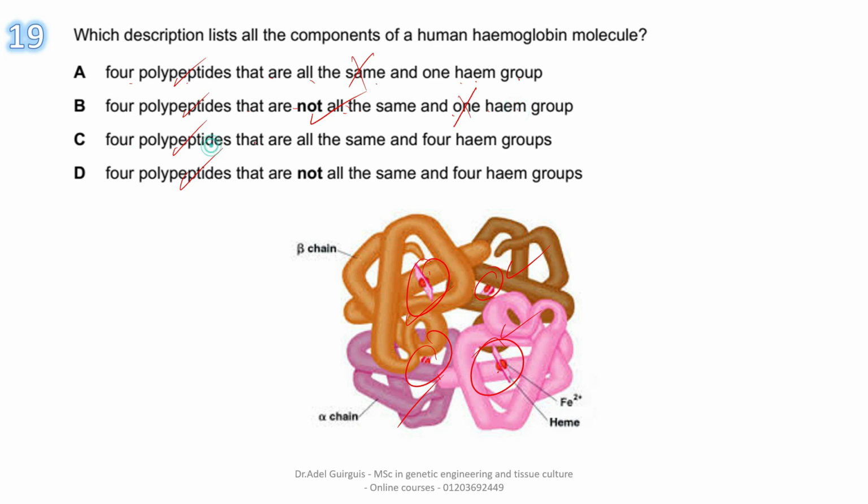4 polypeptides? Yes. That are all the same? No. And the 4 heme group? Yes. 4 polypeptide chains that are not all the same? Yes. And the 4 heme groups? Yes. So the answer is D. Okay.